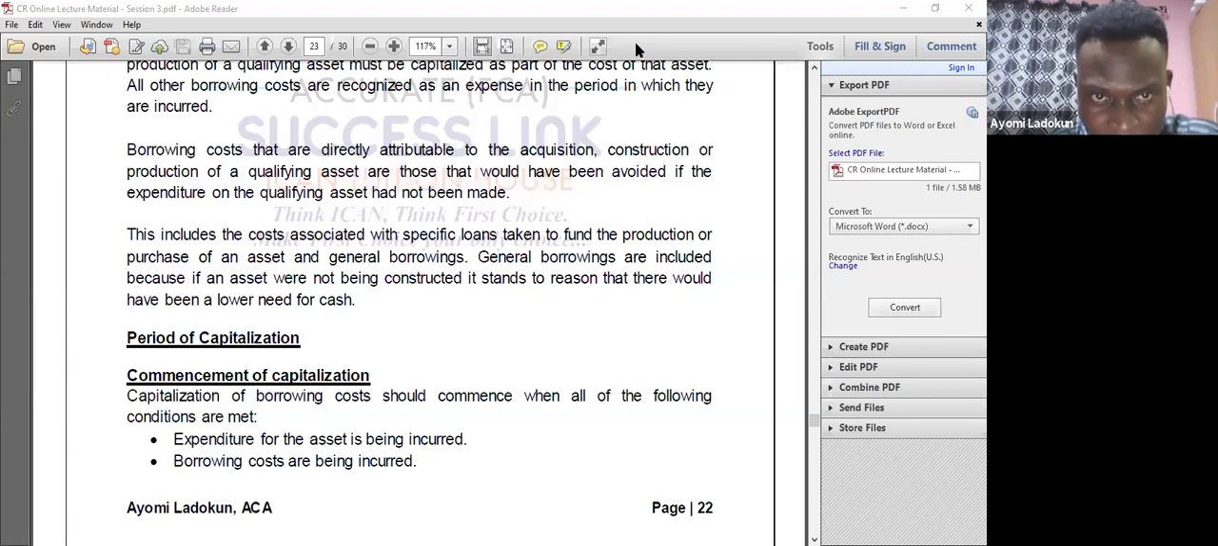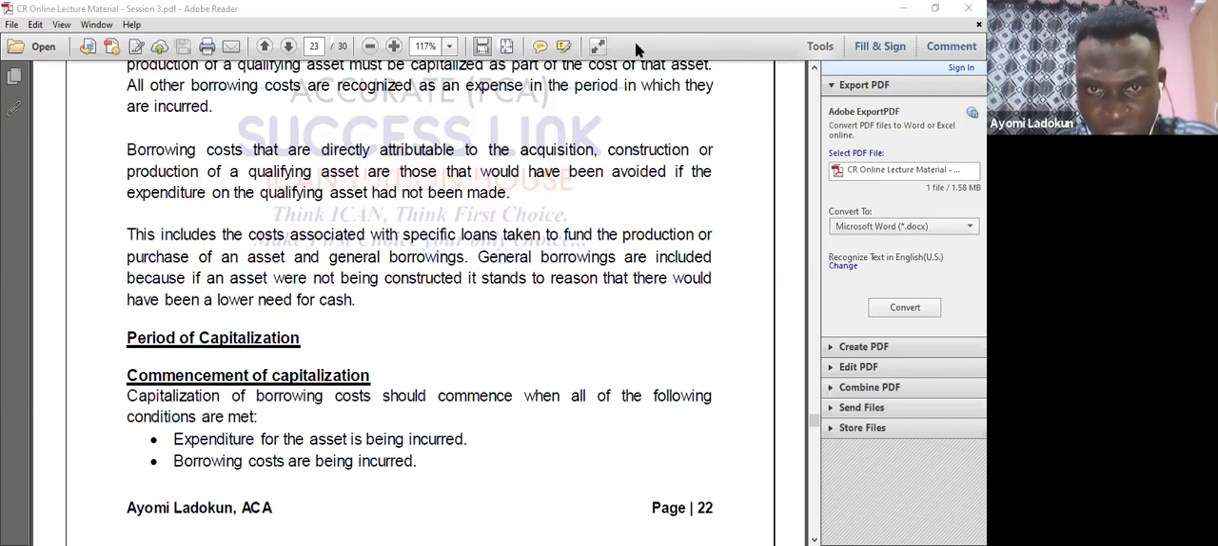Somebody is asking, why is the estimated cost deducted from fair value? That's the principle. I think that's under agriculture. Fair value less cost to sell. So you get the fair value, you now remove the cost to sell. That's why we remove it. So that's the principle.